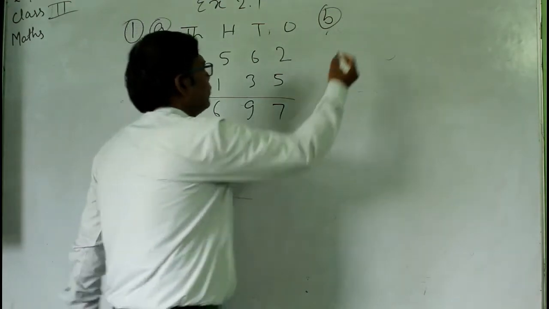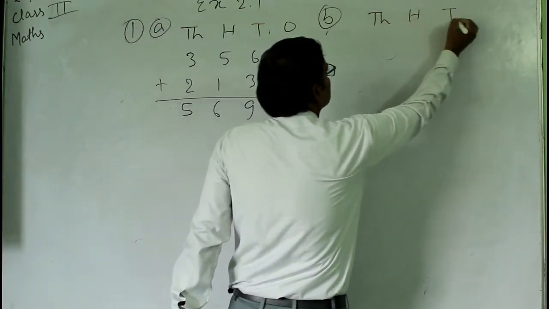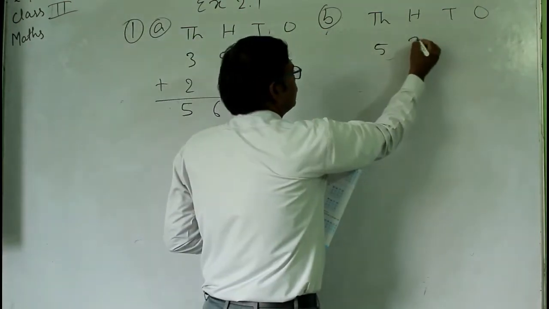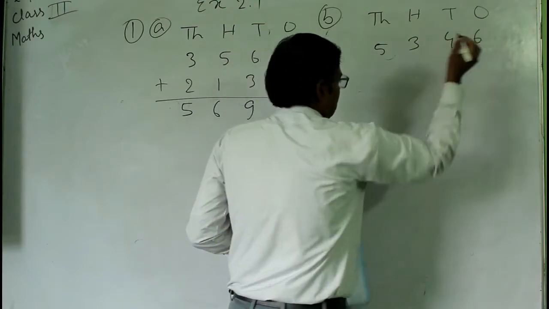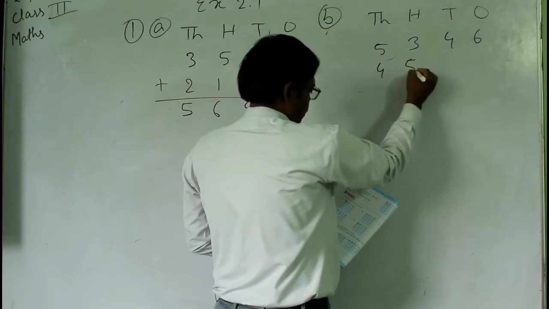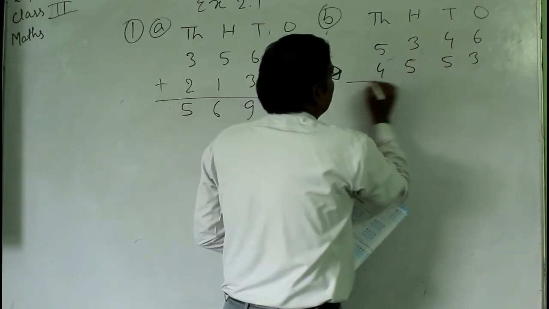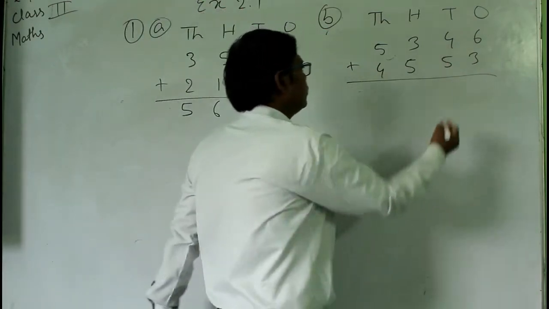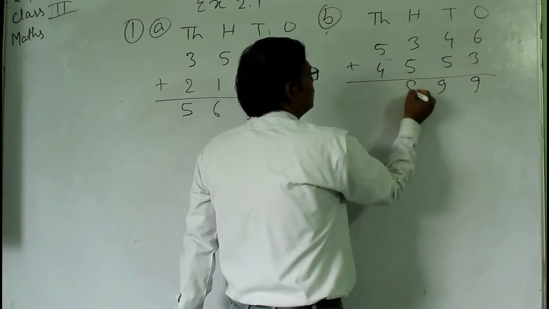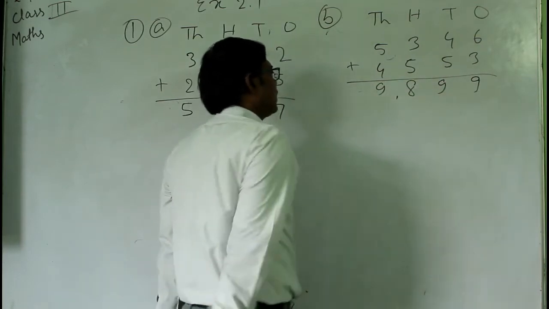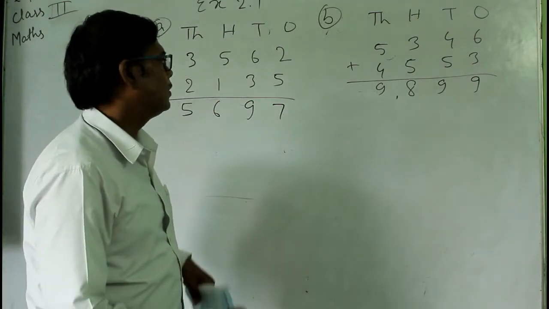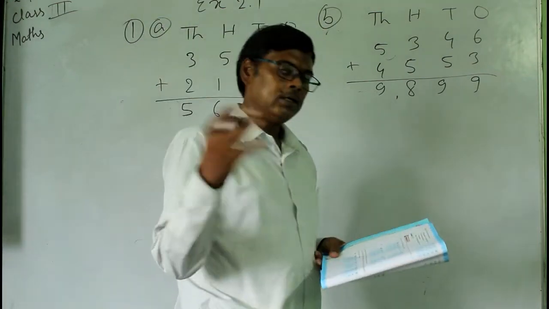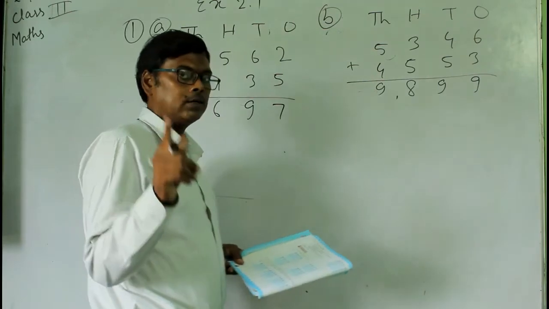You have here again thousands place, hundreds place, tens place, and ones place. So the first number is 5,346, and next number is 4,553. Now add these two numbers. Now 6 plus 3 will be 9, 4 plus 5 is also 9, 5 plus 3 is 8, and 4 plus 5 is 9. So the answer is 9,899. Now question number C and D is your homework. Okay? Question number 1, C and D.